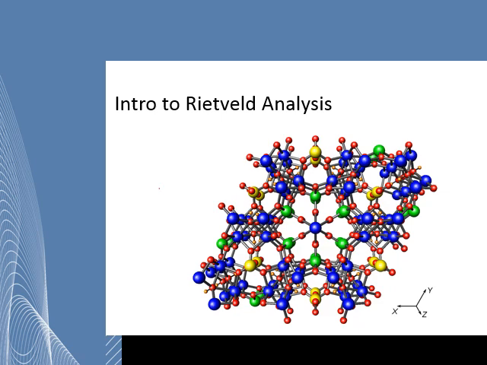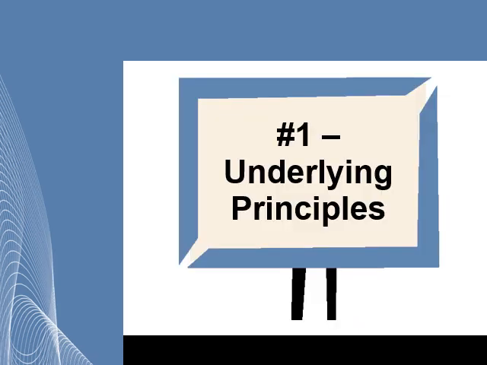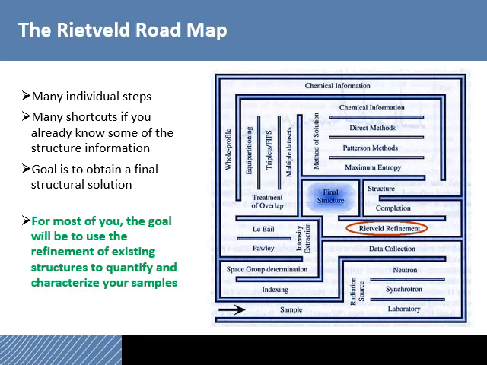Anyway, onward. So first we'll talk a little bit about the underlying principles of Rietveld refinement. All right, the Rietveld roadmap actually consists of many somewhat complicated individual steps. There are many shortcuts if you already know something about the sample of interest, and the ultimate goal is to obtain a final structural solution. However, for most of us, the goal will be to use the refinement of existing structures to quantify and characterize your samples. But really, the Rietveld refinement itself is designed as something for crystallographers to use, to refine information to get them to a final structure solution.